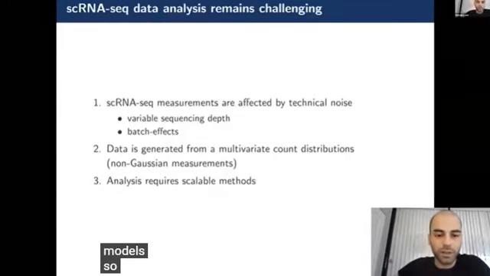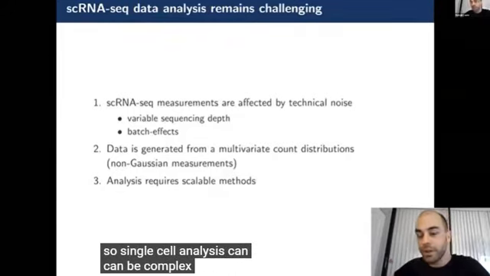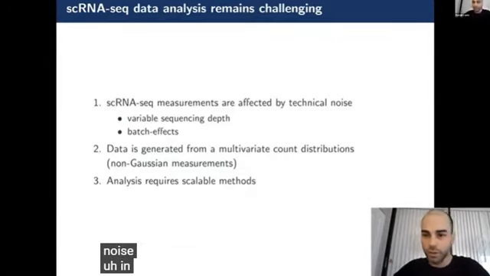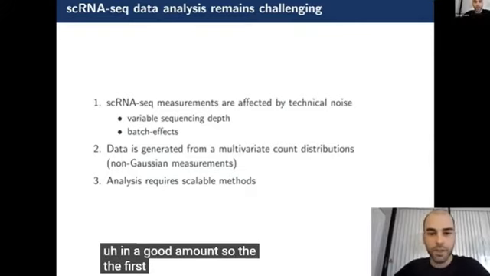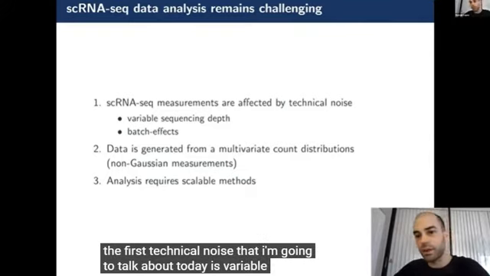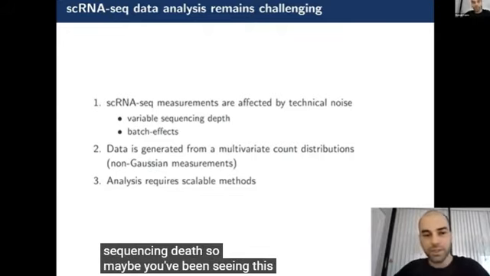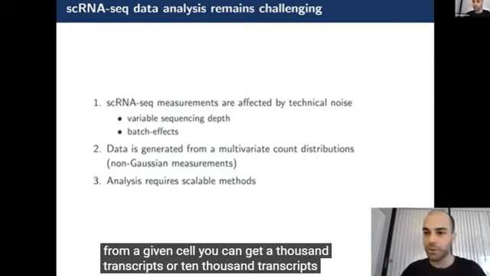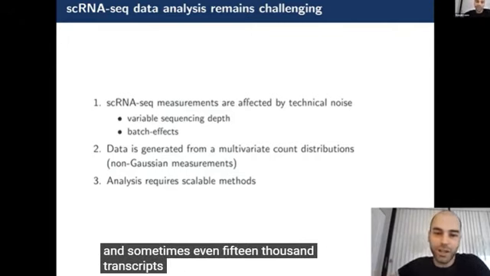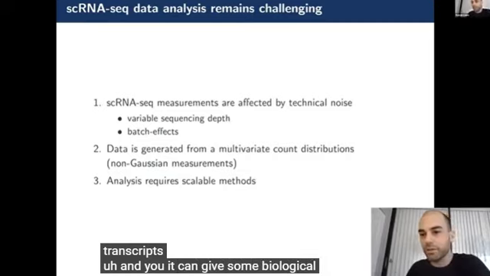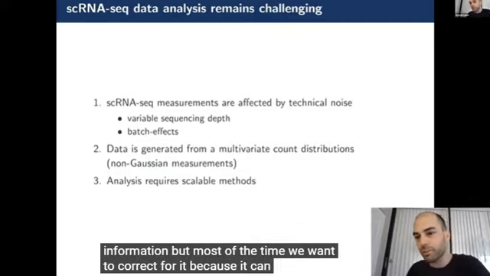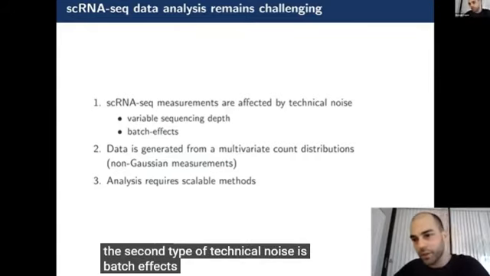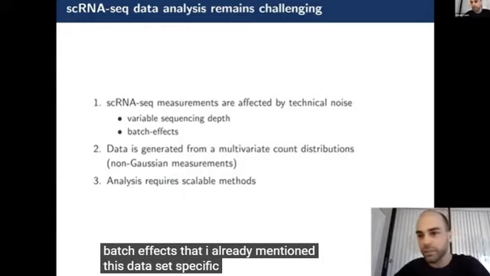So single cell analysis can be complex for several reasons. The first one is we have technical noise in a good amount. The first technical noise that I'm going to talk about today is variable sequencing depth. Maybe you've been seeing this in class. It's basically the idea that from a given cell, you can get 1,000 transcripts or 10,000 transcripts and sometimes even 15,000 transcripts. It can give some biological information, but most of the time we want to correct for it because it can be a confounder in differential expression, for example. The second type of technical noise is batch effects that I already mentioned, this dataset-specific bias.